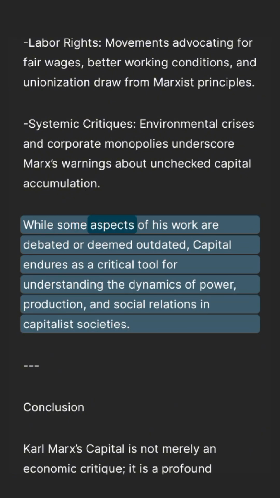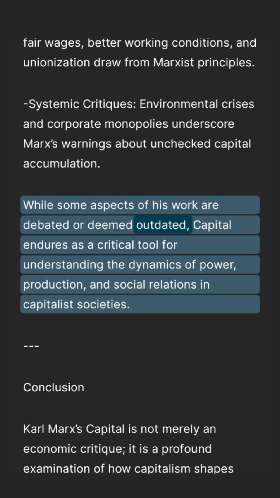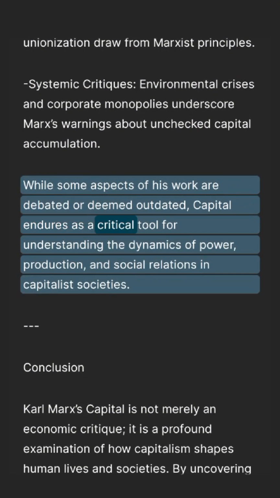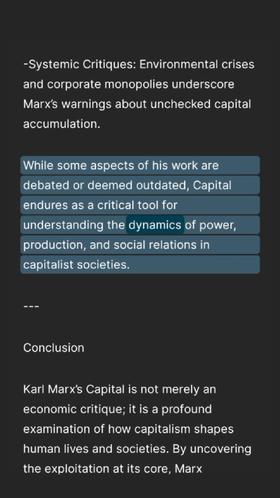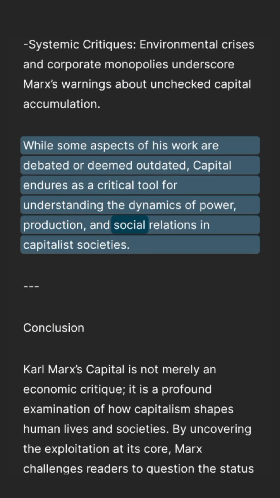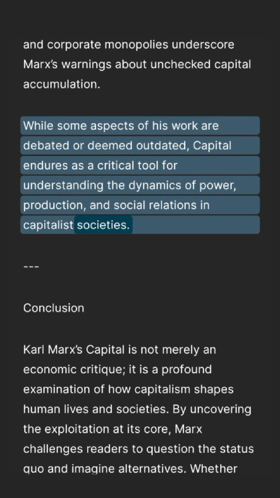While some aspects of his work are debated or deemed outdated, Capital endures as a critical tool for understanding the dynamics of power, production, and social relations in capitalist societies.